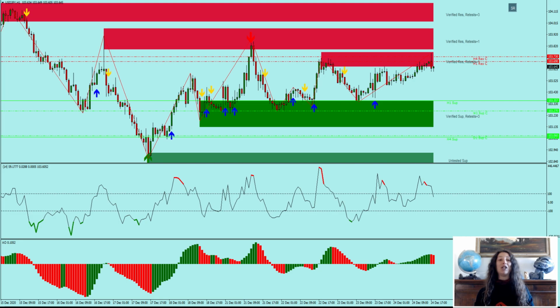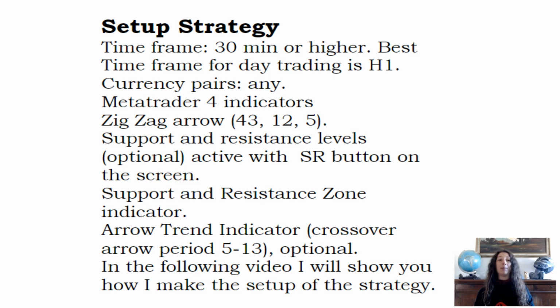In the following image I show you the setup of the strategy. Time frame 30 minutes or higher. Best time frame for day trading is H1. Currency pairs any. MetaTrader 4 indicators: Zigzag arrow 43, 12, 5.